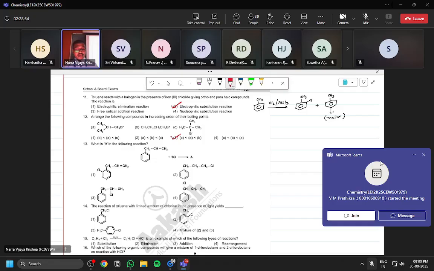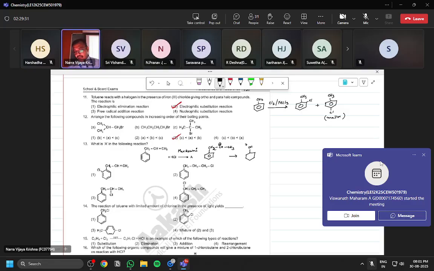Next. You are adding HCl. What happened? HCl will attack on the double bond, not on benzene. So what should be the product? First H plus will go and attack, Markovnikov's product, no? You will get CH2, CH, positive charge, CH3. This is a secondary carbocation. Now the carbocation undergoes rearrangement, no?